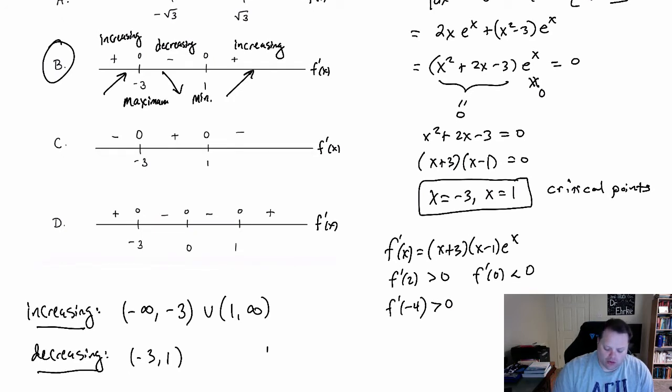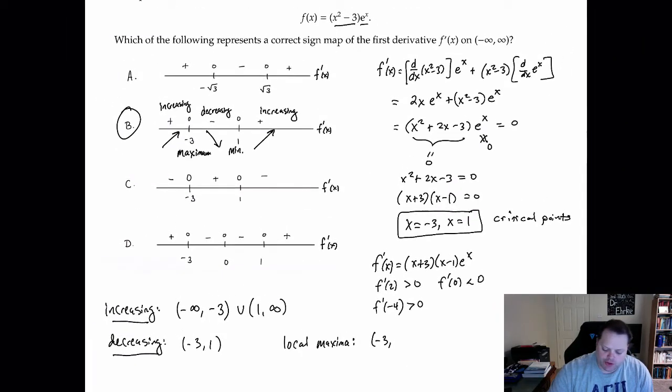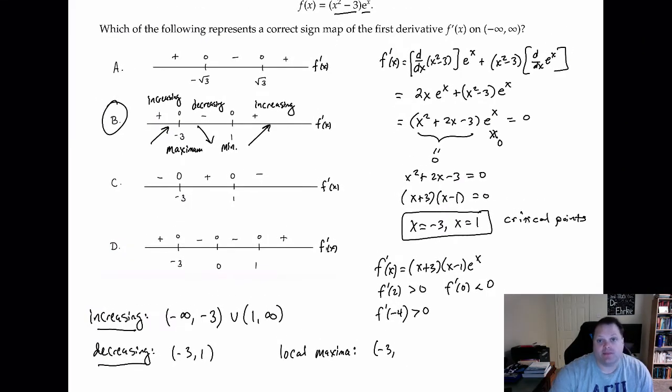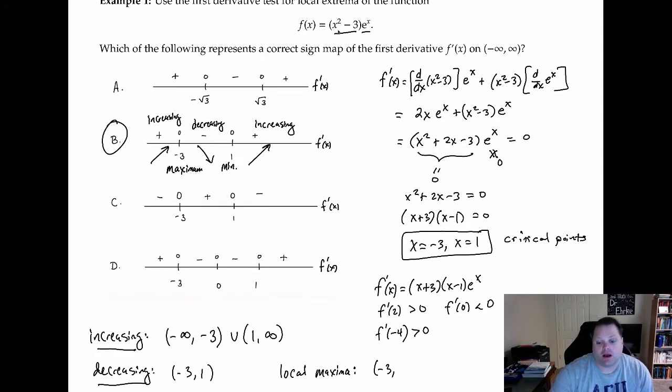So our local max, or maxima is the plural here, our local maxima occur at x equal to -3. And then what you would do is plug -3 into the original function right up here. Let's see, what would that give you? -3 squared is 9, minus 3 is 6. So this would give you 6e to the -3 as the local maximum value.